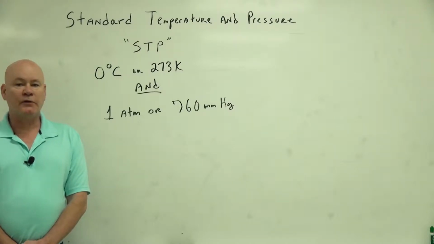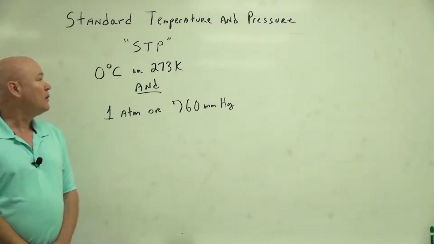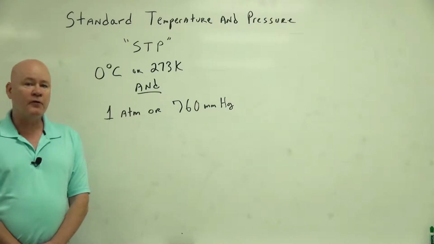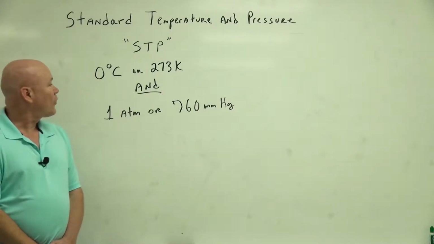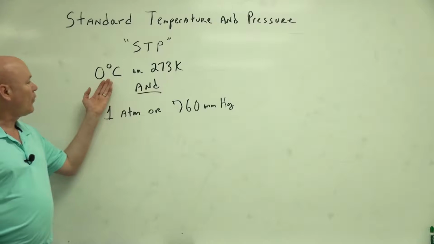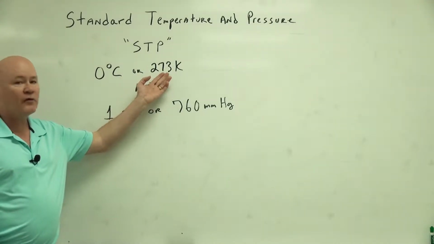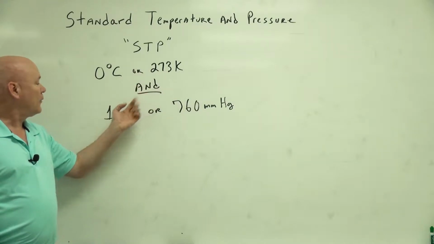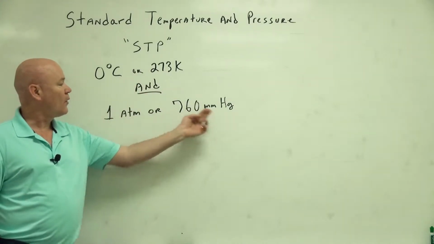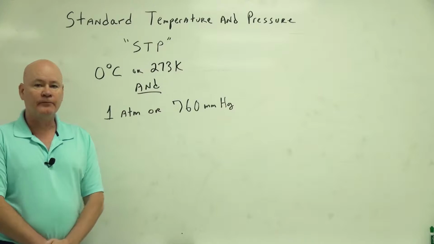Standard temperature and pressure, otherwise known as STP, has a set of specific values for temperature and pressure, and they are 0 degrees Celsius or 273 Kelvin. Of course, you know all gas laws are always done in Kelvin, and 1 atmosphere or 760 millimeters mercury.